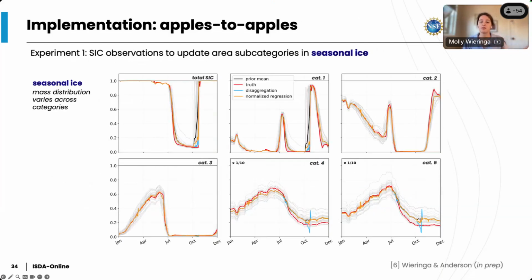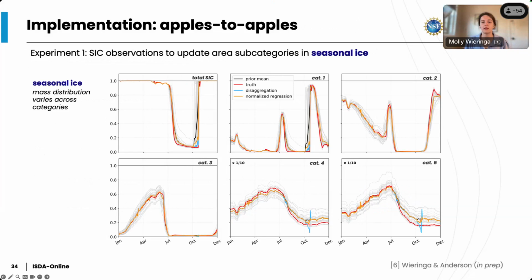So in the first experiment, we assimilate sea ice concentration observations to update the sea ice area subcategories in an apples to apples comparison. And we do this in seasonal ice, where you'll remember the mass distribution of total sea ice concentration across the area categories varies a lot throughout the year.